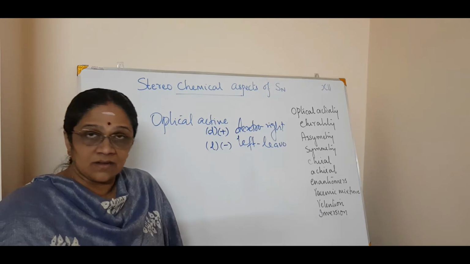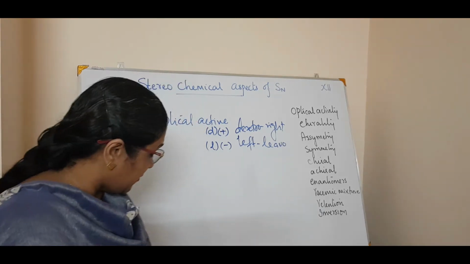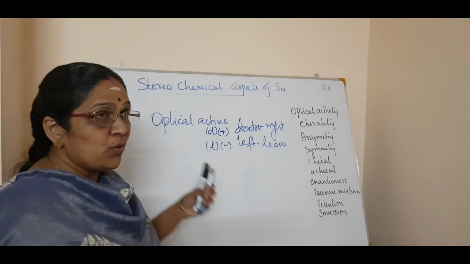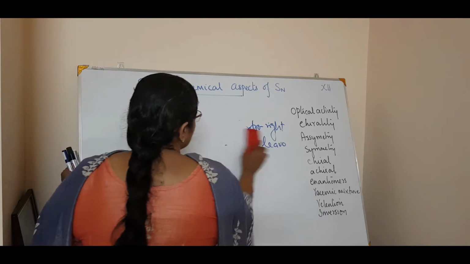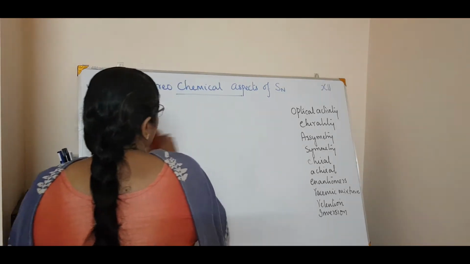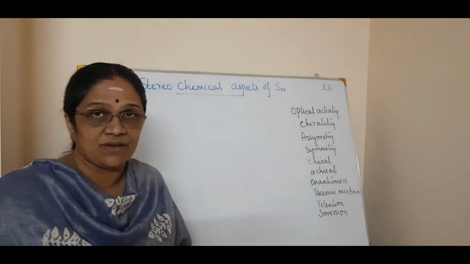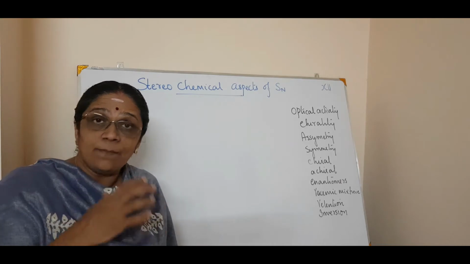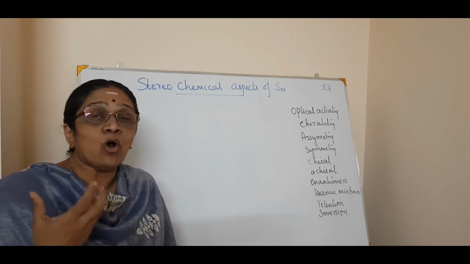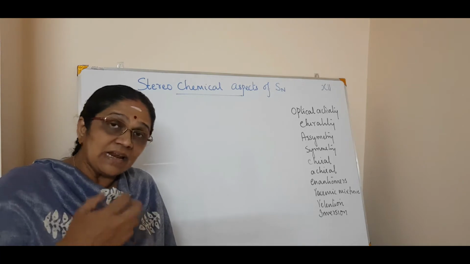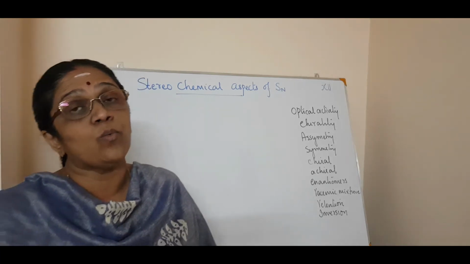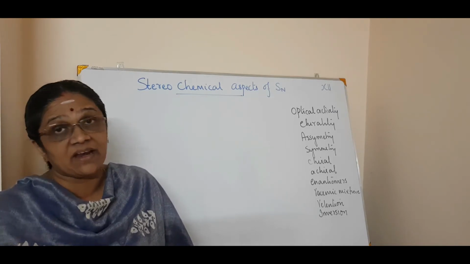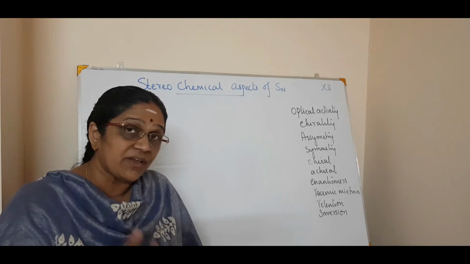Clear? Okay. Now we will pass on to the second terminology, which is called molecular asymmetry. You have studied symmetry in physics, isn't it? Line of symmetry, plane of symmetry, center of symmetry, etc. You have studied this year, I hope. So here, from the chemical point of view, what is molecular asymmetry? In relation to molecular asymmetry, we will talk about chirality, that is, when we say a molecule is chiral or achiral.